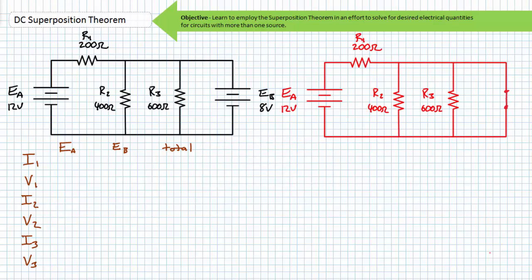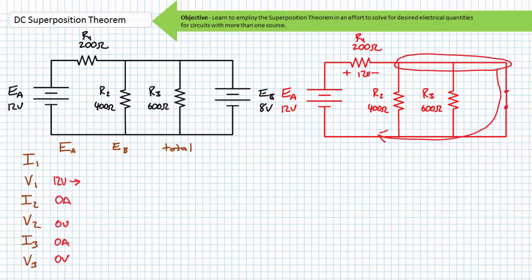From the perspective of the EA voltage source, we'll remove source EB by replacing it with a short. This means that any current entering this node will travel through the path afforded by the 0 ohm short rather than the R2 or R3 resistor. I2 and I3 are therefore 0 amps, and V2 and V3 will both be 0 volts. R1 therefore experiences the 12 volt drop, positive to negative left to right, and R1 will experience 60 milliamperes of current traveling left to right.